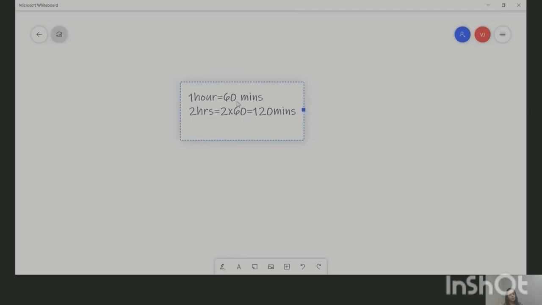1 hour equals 60 minutes. So 2 hours will be 2 multiplied by 60, that is 120 minutes. If I have to calculate for 3 hours, then 3 multiplied with 60 is going to give me 180 minutes. So this was the second relation between time units. The first one was minutes and seconds. This one was hours and minutes. Now let us do the third relation.